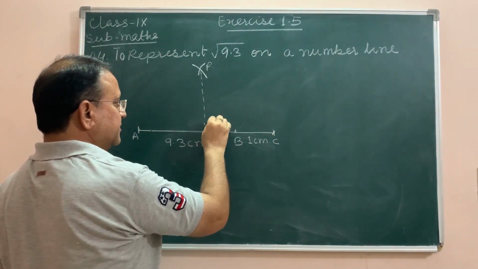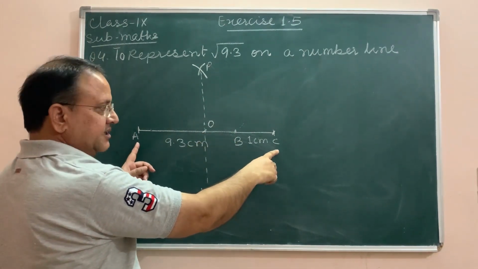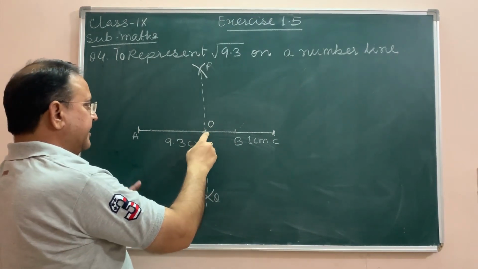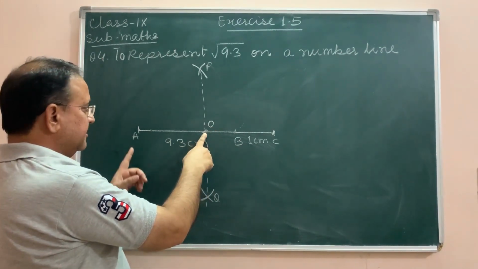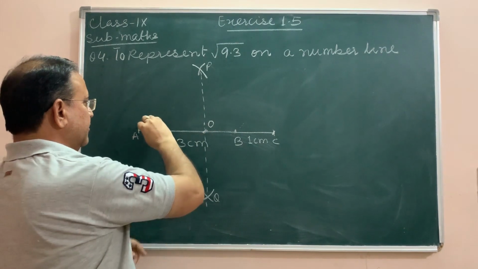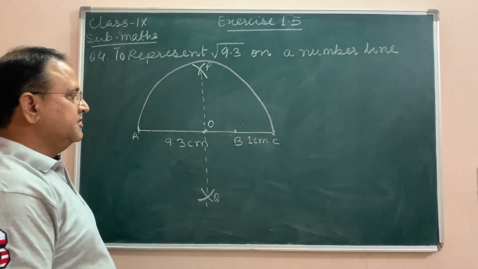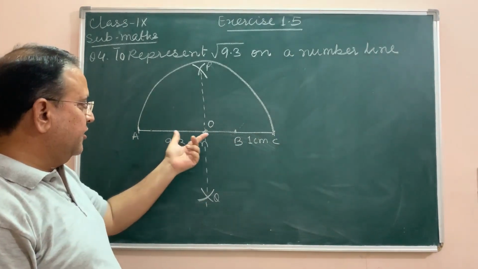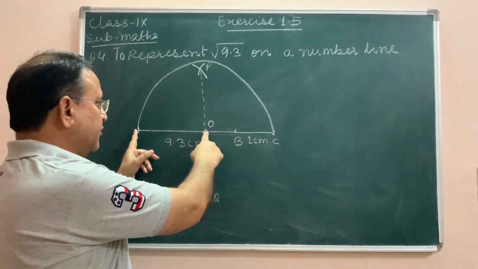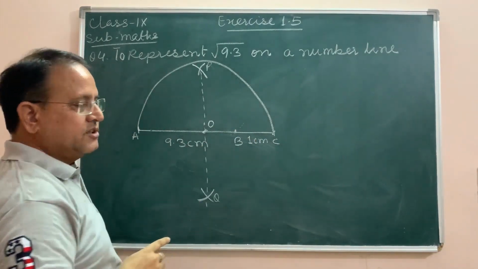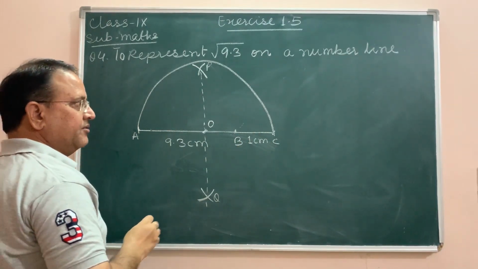This point we will name as O. Now O is the midpoint of AC. With O as center and radius equal to OA, means now we have to put the compass here. With O as center and radius equal to AO, we will draw a semicircle. Now since O is the center of AC, AO and OC both are the radius. So with O as center and radius equal to OA, we will draw a semicircle which will intersect both the points A and C.